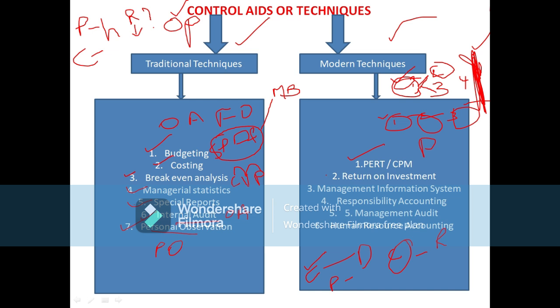Another one is return on investment, which is nothing but ROI. This technique seeks to evaluate the performance of an organization on the basis of the amount of profit. Performance is analyzed and evaluated on the basis of profit. And it ignores absolute profit for judging the efficiency of an organization. What does this mean? It means the rate of return is calculated by dividing the profit by total investment.